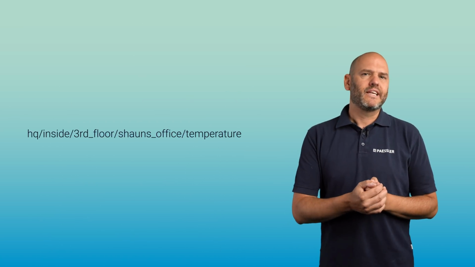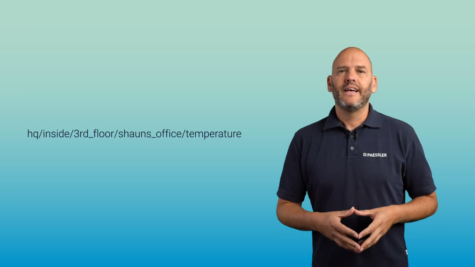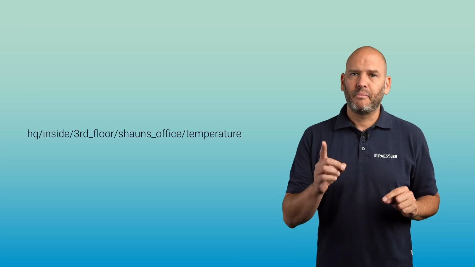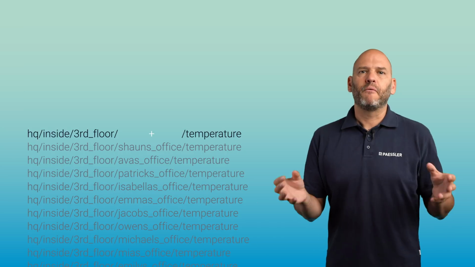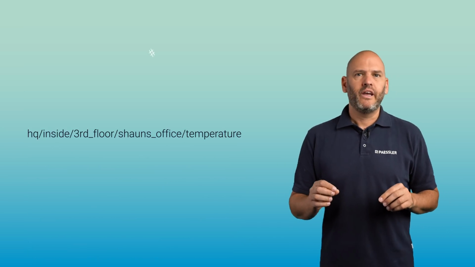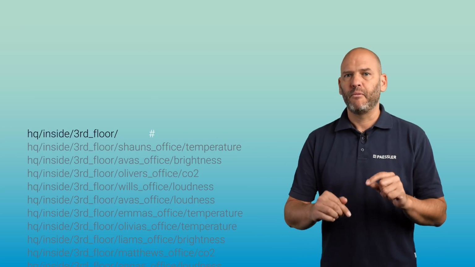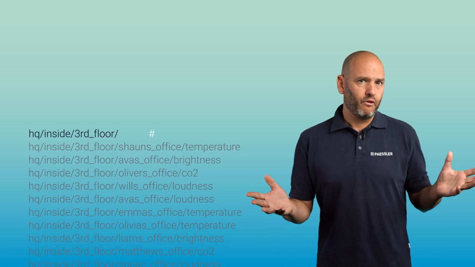If you want a device to get messages from multiple topics, you can use wildcards. Single-level wildcards are indicated with a plus icon, which replaces one topic level. For example, the room level, then you will get all temperature data from any room on the third floor. Multi-level wildcards are indicated with a hashtag, and that replaces any deeper topic levels from the wildcard onwards. So now you get all data from the third floor.